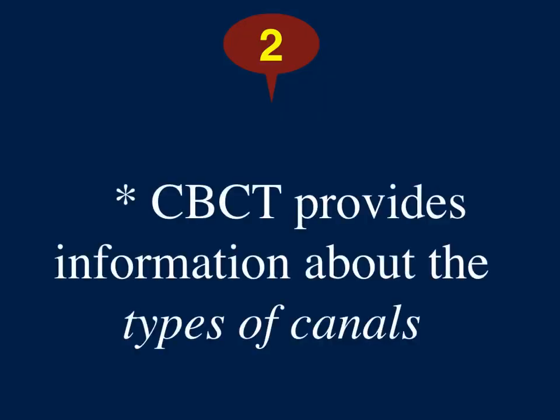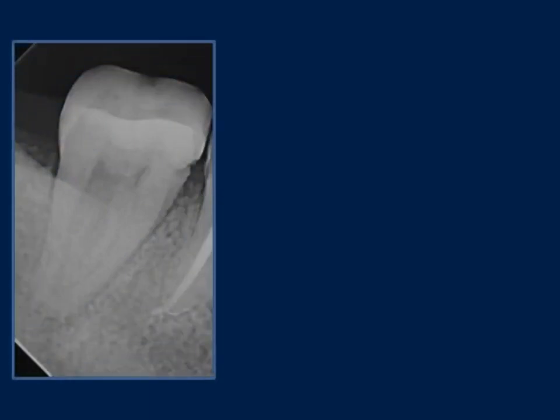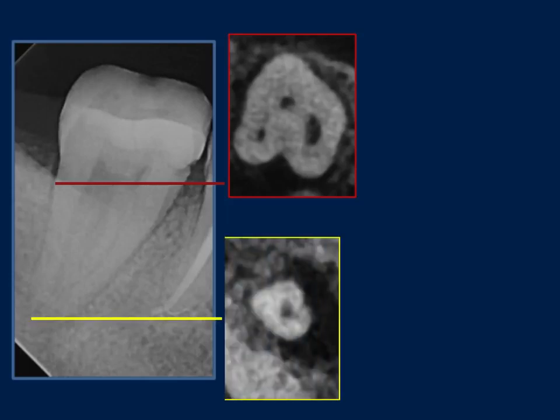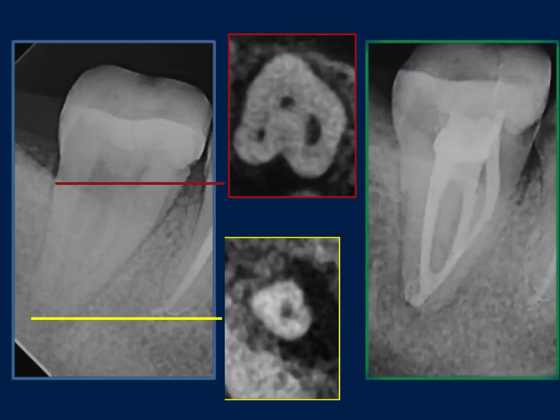The second cause is the CBCT will provide information about types of canals. So while we are looking at this tooth, we can know using CBCT that the coronal part has three canals which join to exit in one foramen. That means I will prepare the main canal, then I will search for the joining point of the other two canals and clean them accordingly. So this will be the final result.